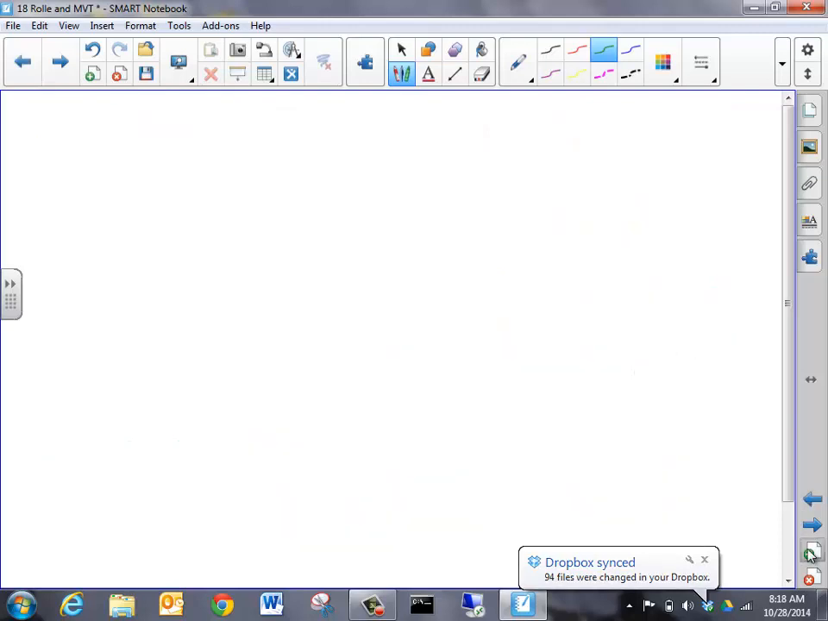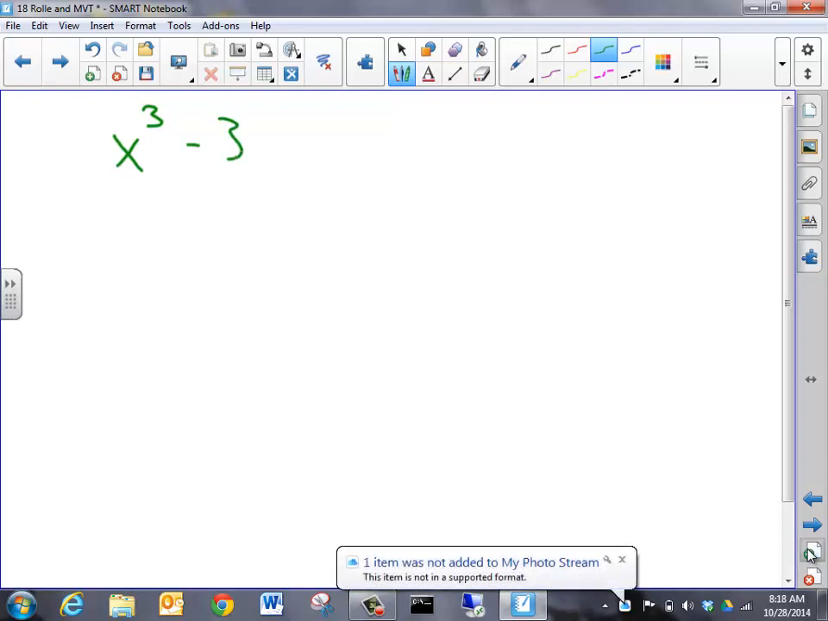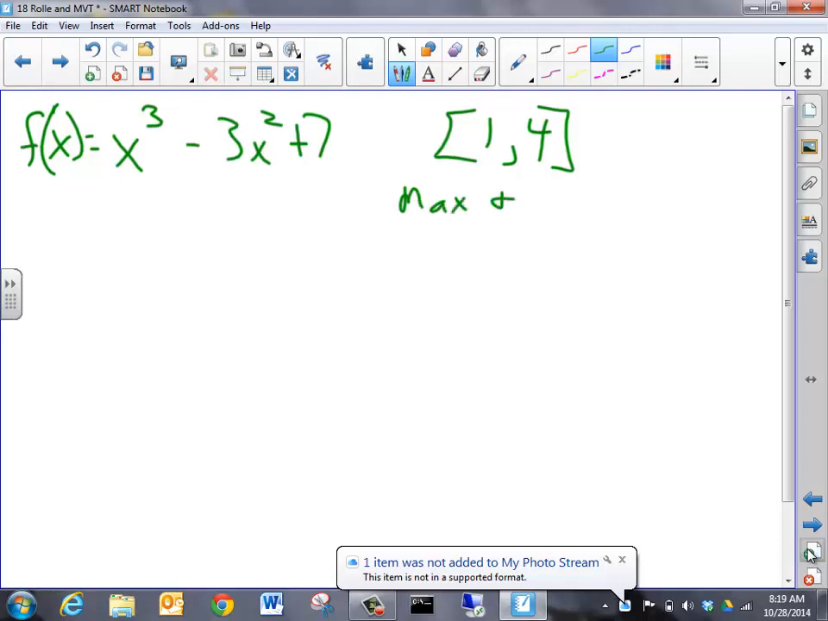Let's take an example problem that I'm going to make up off the top of my head here. Let's say x cubed minus 3x squared plus 7. There's our function. If I want to find the extreme values on the interval 1 to 4, our question is, what are the max and min on the interval 1 to 4? Okay? So where do we start with that? Take the derivative. What is the derivative, Mr. Armit?